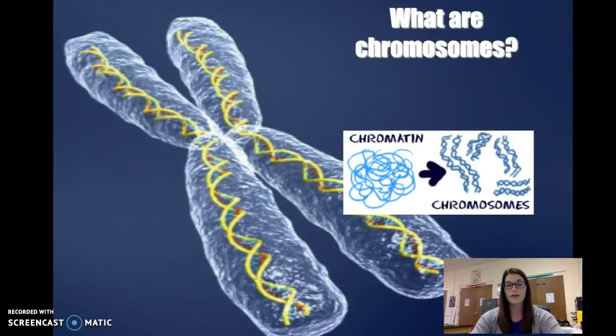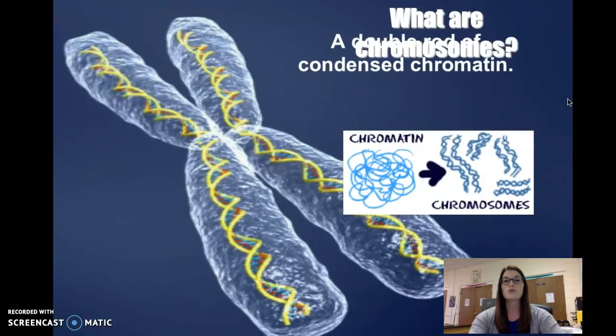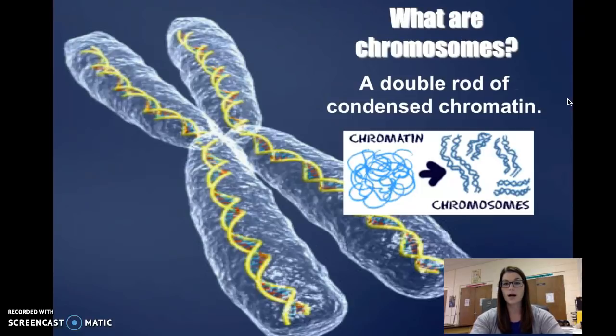Before we get talking too much about all of this fancy stuff, we need to talk about what chromosomes are. We're going to use the words chromosomes and chromatin a lot when we talk about the cell cycle and dividing, creating new cells. Chromosomes are actually a double rod of condensed chromatin. This is in the nucleus of your cells. We know that the nucleus is the control center. It contains the DNA and tells the rest of the cell what to do.